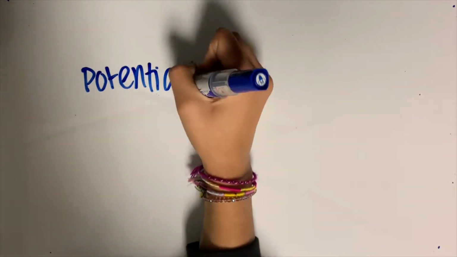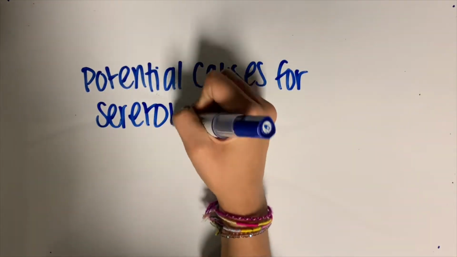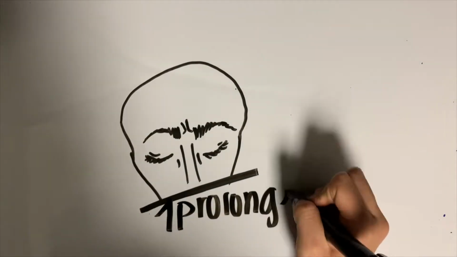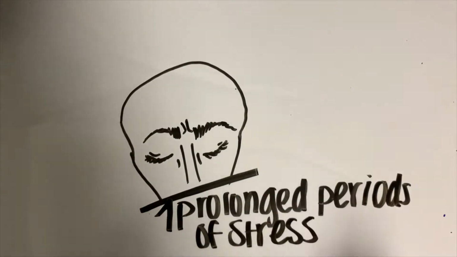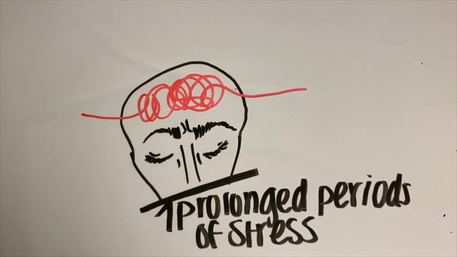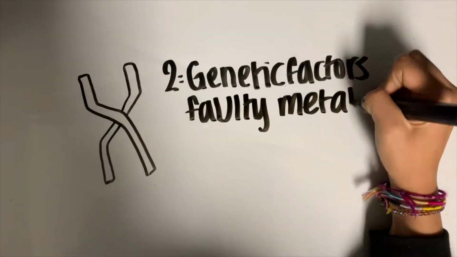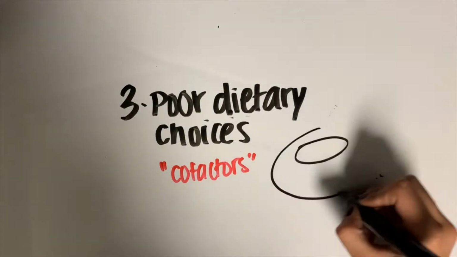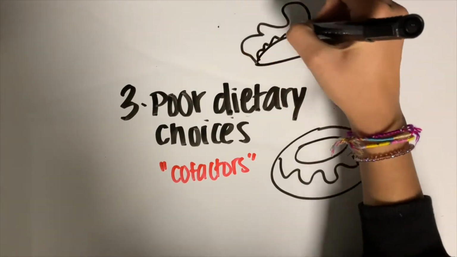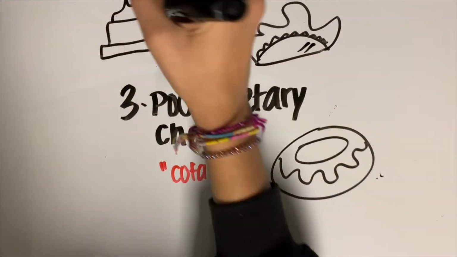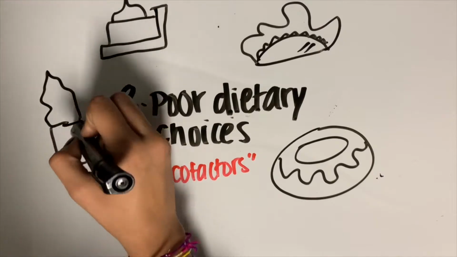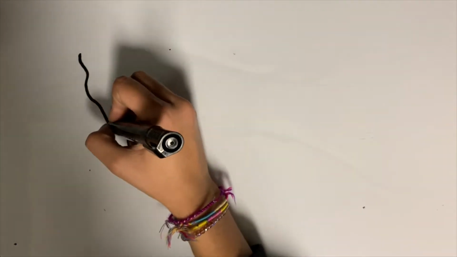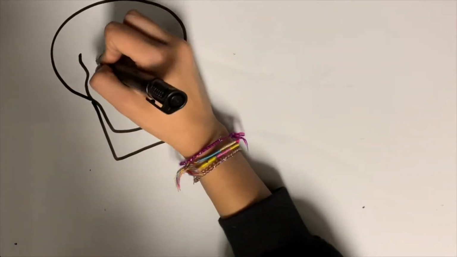I'm going to be talking about the potential causes for serotonin deficiency. The first one is prolonged periods of stress. These can deplete serotonin levels. Our fast-paced fast food society greatly contributes to these imbalances. Genetic factors, faulty metabolism, and digestive issues can impair absorption and breakdown of our food, which reduces our ability to build serotonin. Neurotransmitters are made in the body from proteins. Also required are certain vitamins and minerals called cofactors. If your nutrition is poor and you do not take enough protein, vitamins, or minerals to build the neurotransmitter, a neurotransmitter imbalance develops.